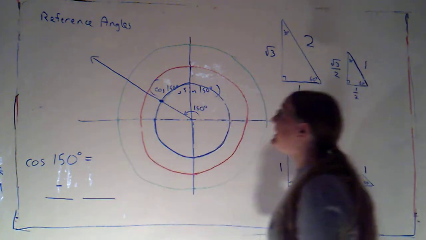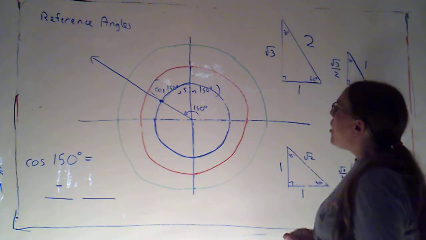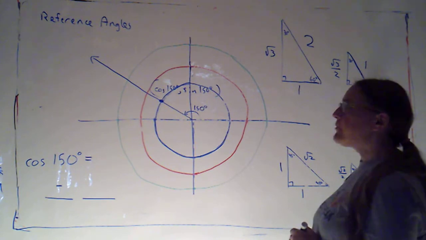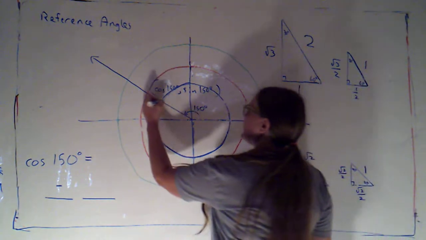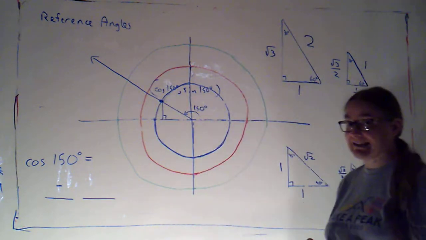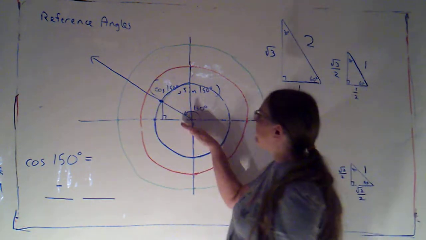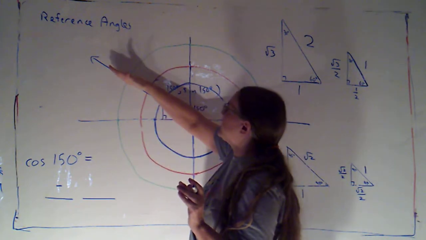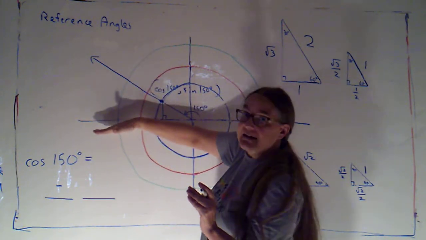How negative is it? Well, for that, I'm going to work with my reference angle. Now, the reference angle is always the angle I get by dropping a perpendicular to the x-axis. So the reference angle is the angle always counted as a positive acute angle between the terminal ray of my angle and the x-axis.